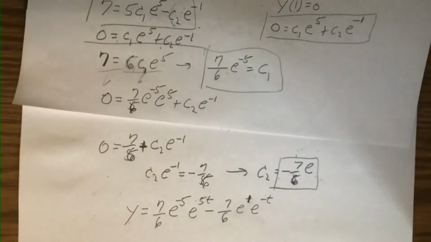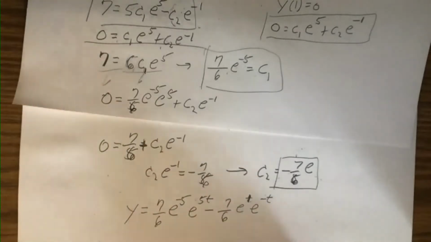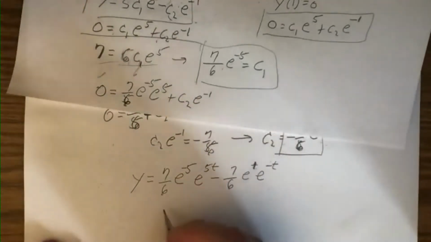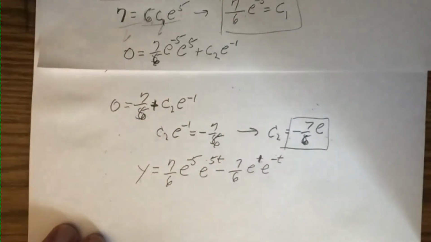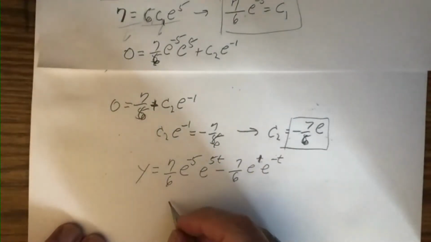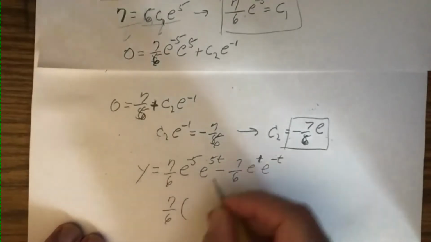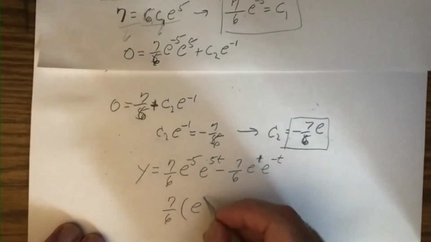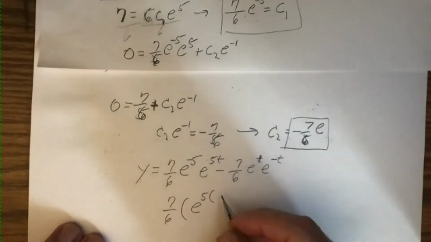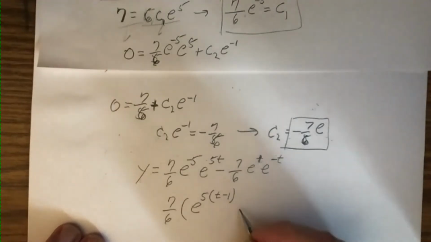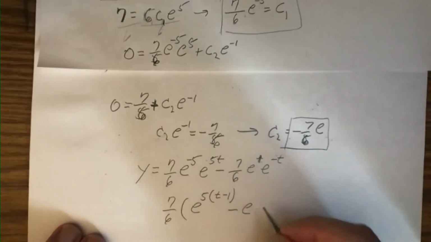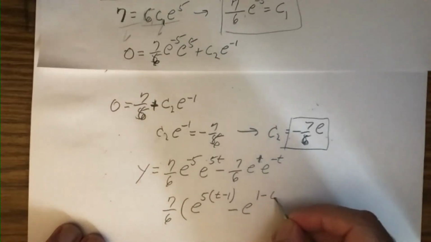You can actually leave it that way. It's perfectly fine to leave it this way. If you had a problem like this on the WebAssign, it should accept this, but I think it looks a little bit neater if you write it like this. If I write this as e, I can even take the 5 out and make this t minus 1. I didn't do that part in my notes. Minus e, and then this would be 1 minus t, right?